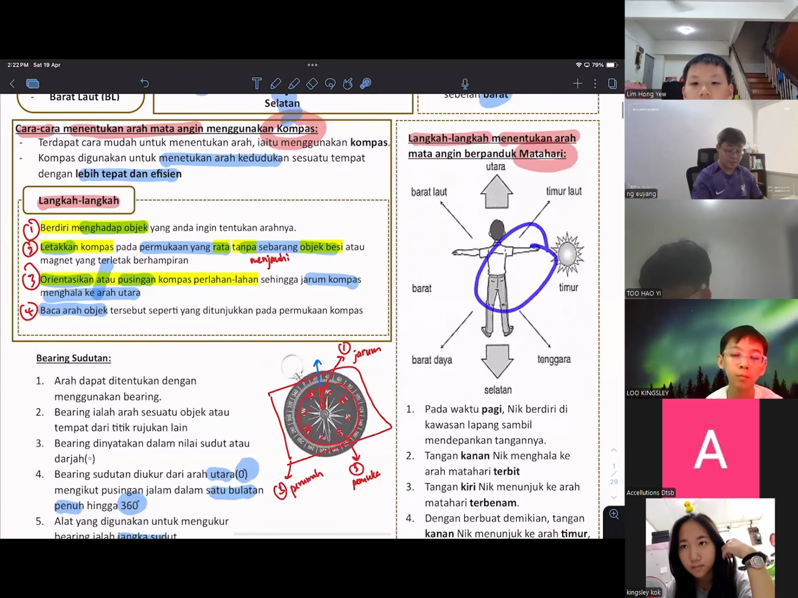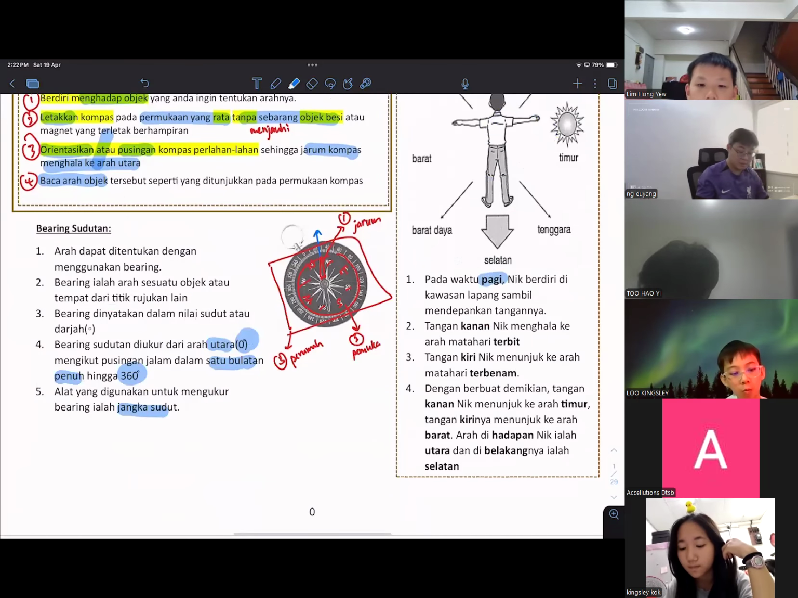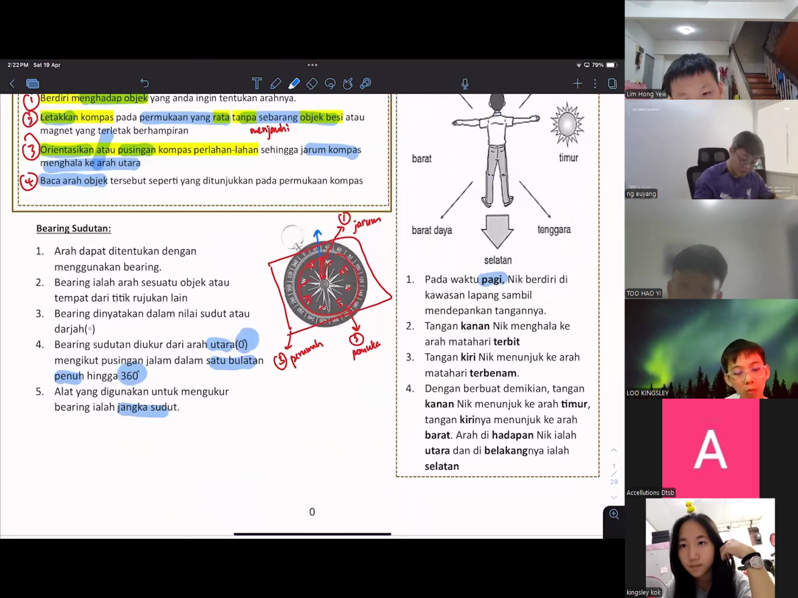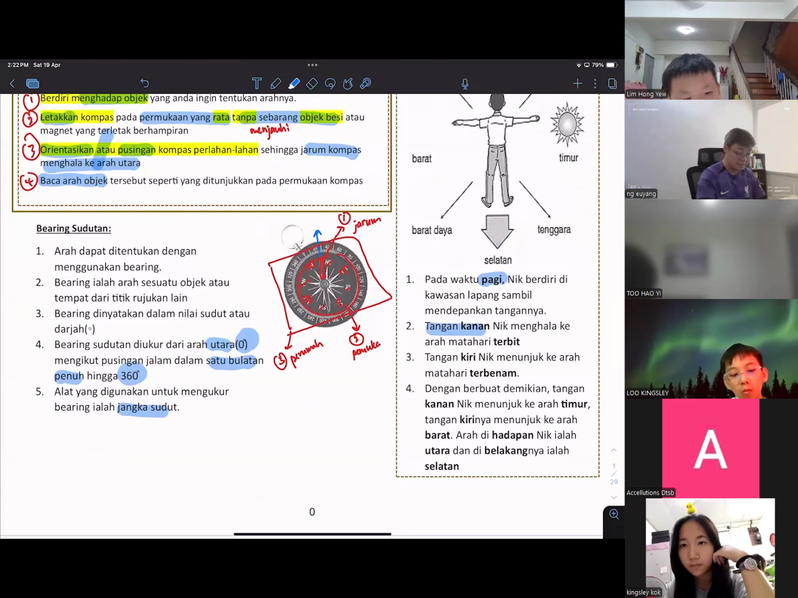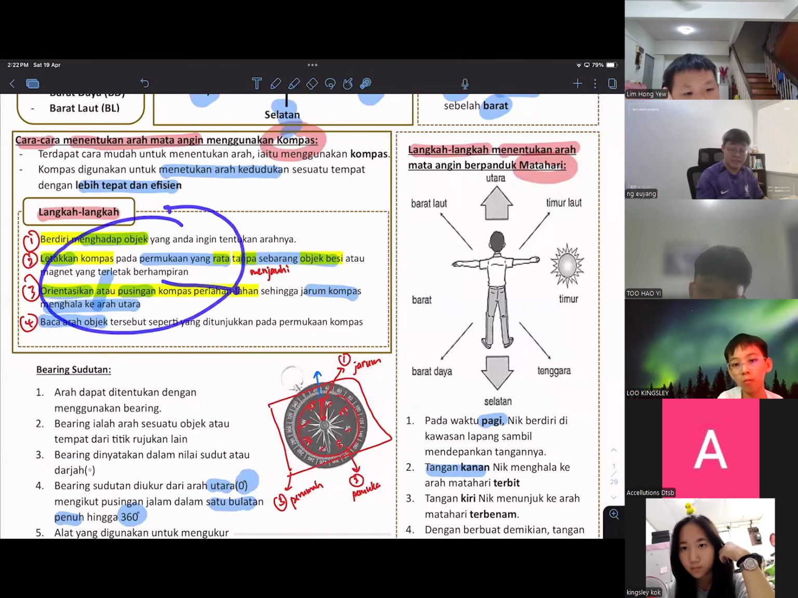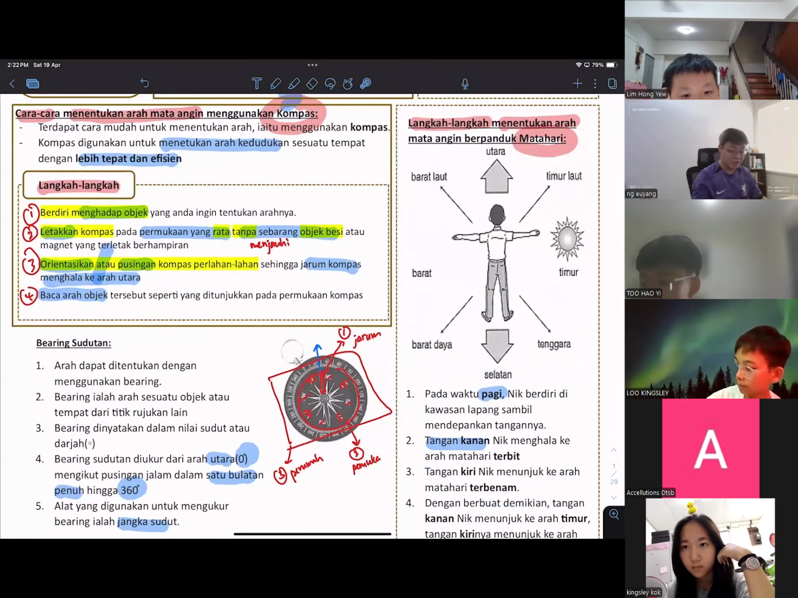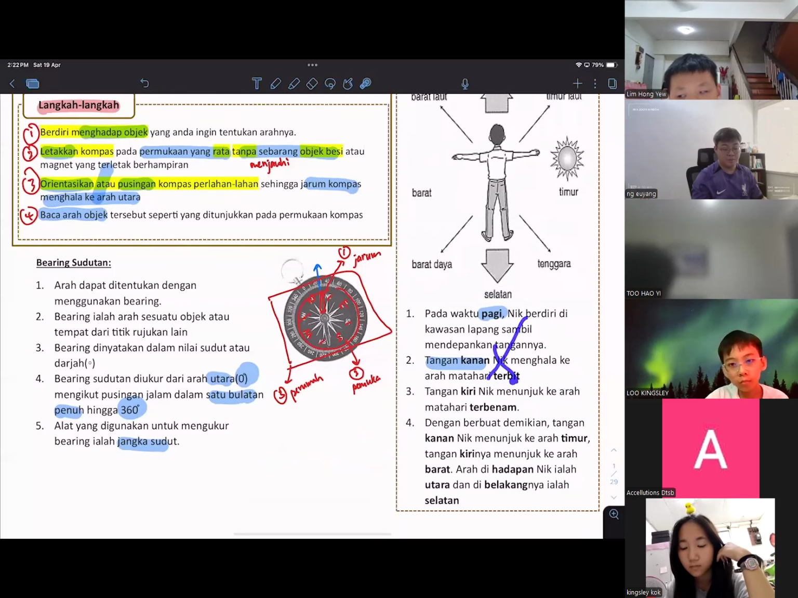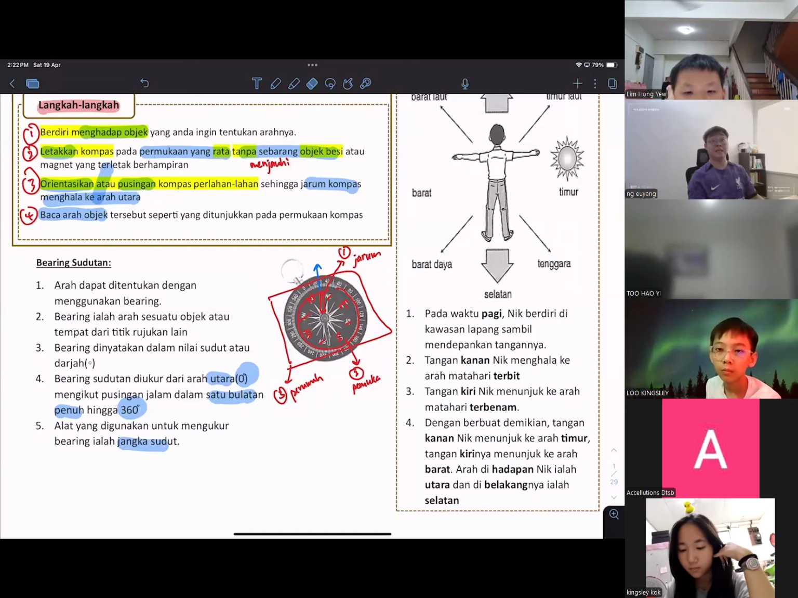So any questions? So the langkah-langkah, highlight, bagi, sun rising from the timur. So tangan kanan. So that's why you refer, right? The langkah-langkah for the compass, we have the highlighter in yellow color. But the langkah-langkah in the matahari, we didn't highlight. So that's why I really don't prefer you guys to follow these steps. Try to follow the TDC nota and then the textbook.